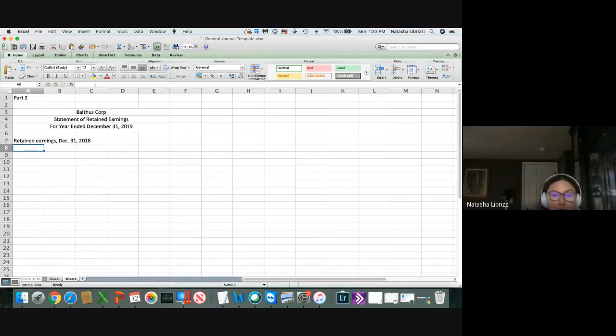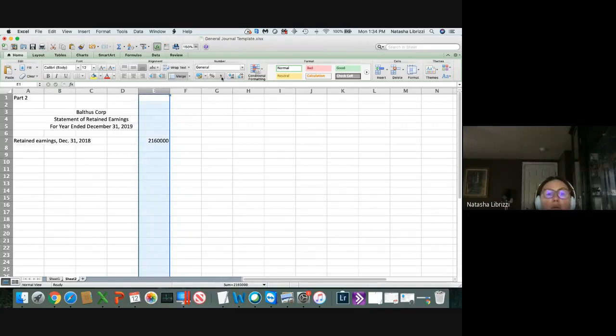So now, when you get to the portion where you prepare financial information, you are gathering stuff. It's a gathering type. So you just have to know where to go and what to get, where to get information. So this is a beginning balance. So we have 2,160,000.